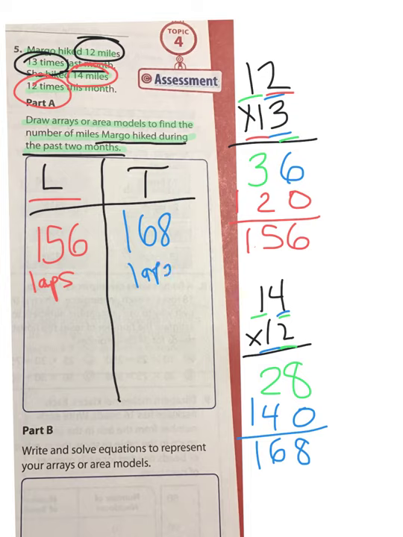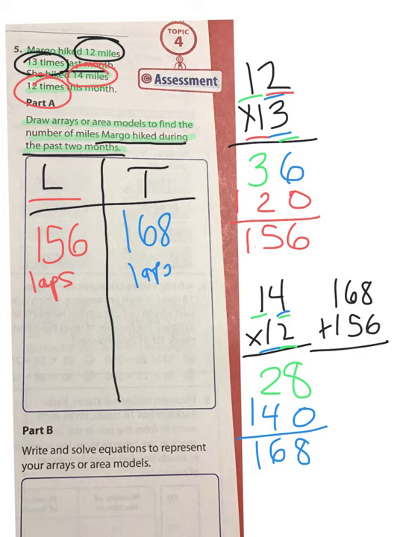Since she hiked 156 laps last month and 168 laps this month, we want to find out how much she hiked during the past 2 months. So our last step is going to be to add these two numbers together. So I am going to add 168 plus 156.